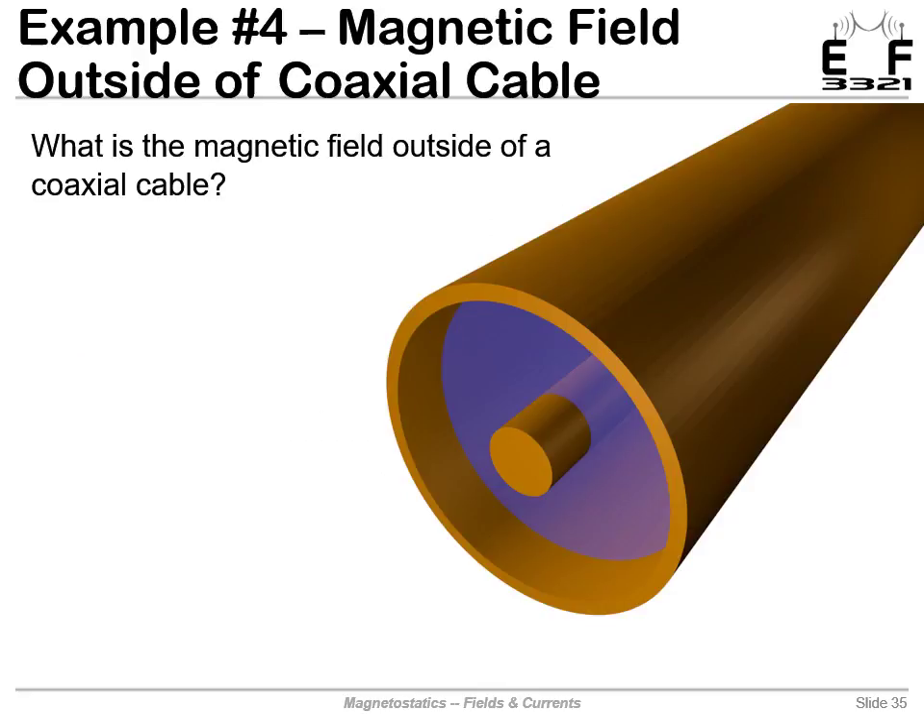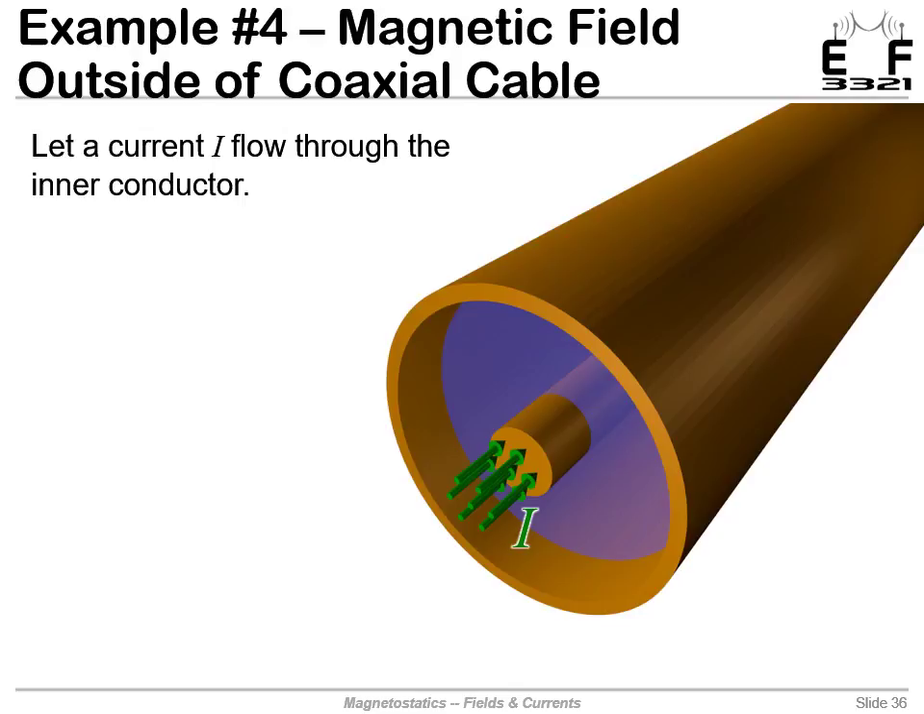Let's apply what we've learned to figure out what the magnetic field is outside of a coaxial cable. So here we're showing a coaxial cable. It has an outer shell that's metallic. It has an inner fill that's some kind of permeable medium potentially, and an inner conductive core. We're going to let that inner core carry a current in this kind of lower left to upper right direction. So it's heading sort of into the screen, if you will.